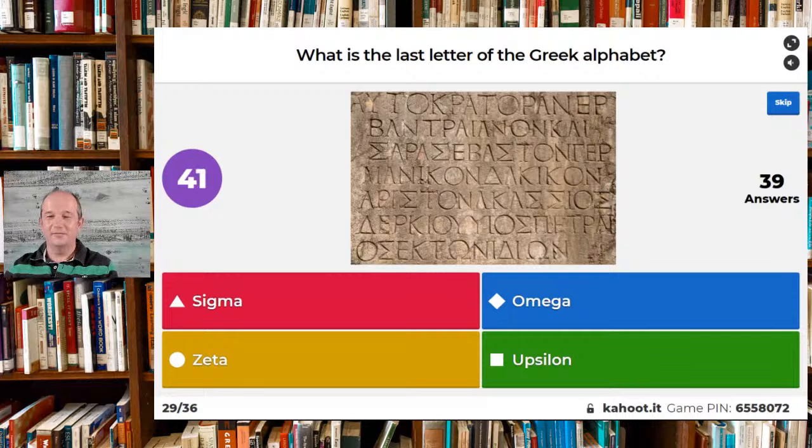I'm positive that there's someone out there clicking one of the buttons as soon as the answers come up, without actually seeing the answers or even hearing the question, just taking a chance on it. There is 1,000 points per question up for grabs if you get it right. Nah, you've got a 1 in 4 chance. If you haven't put your answer in yet and you're still not sure, have a guess. Last letter of the Greek alphabet. Sigma, Omega, Zeta, Epsilon.